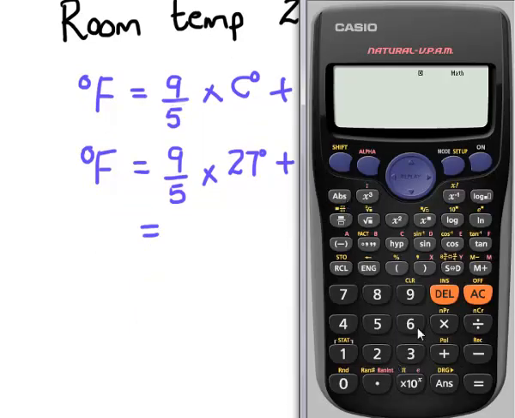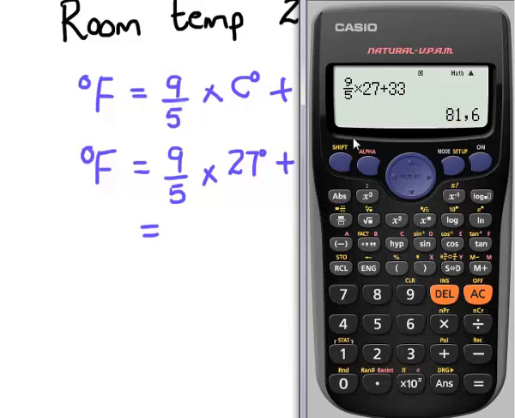Okay, so it's going to be 9. We need our fraction button. Remember, on this calculator, if you press 9 and then your fraction button, it automatically takes you to your denominator, which makes it quite easy. And then we're going to multiply that by 27, and we're going to add 32. Okay, let's see what we get.